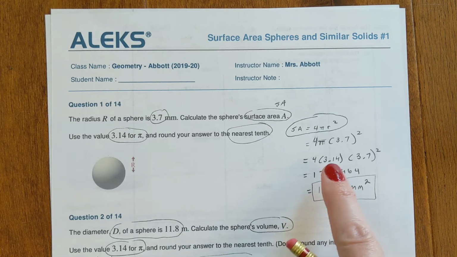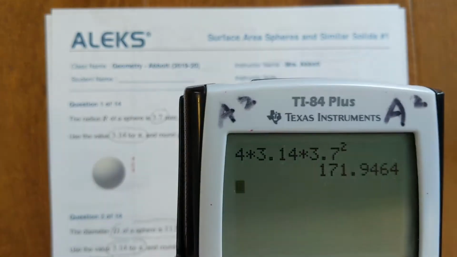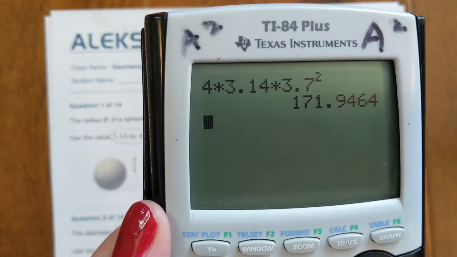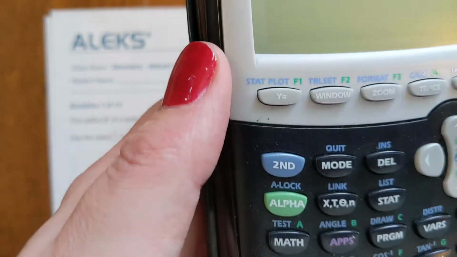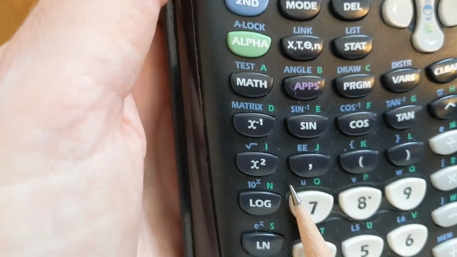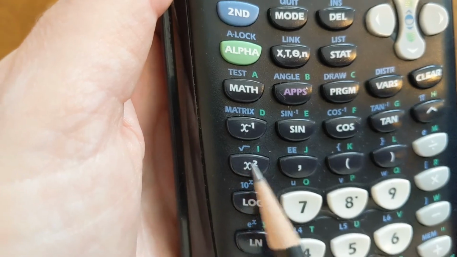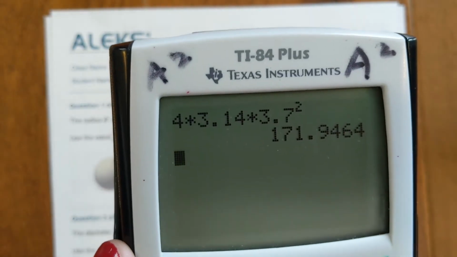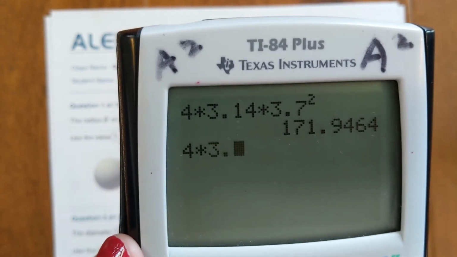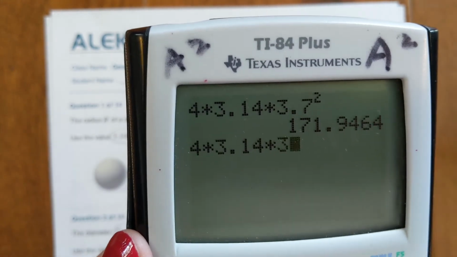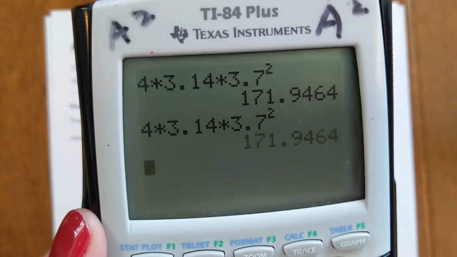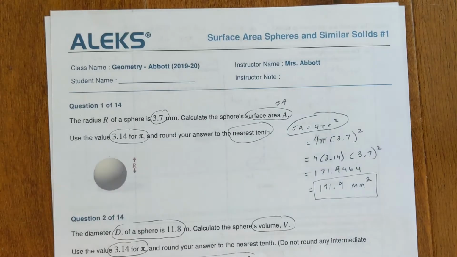So it was 4 times 3.14 times 3.7 squared. There's a squared key on your calculator. It is over here to the corner of the 7 and up, x squared. So just put it in. So 4 times 3.14 times 3.7 squared. Enter. And you get the answer.